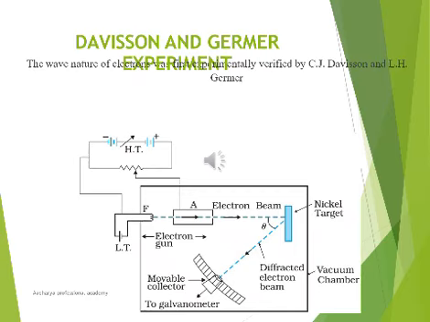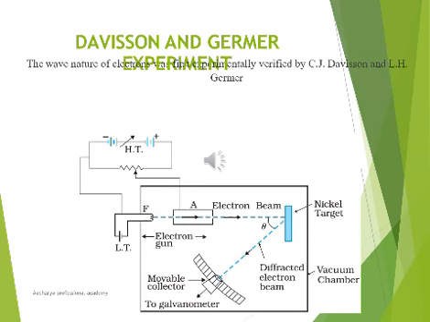Here we have the electron gun. This electron gun will emit a beam of electrons, and the electrons are produced by thermionic emission. The electrons are accelerated by the potential V. This nickel crystal has regularly spaced atoms like a crystal lattice, and it acts as a diffraction grating for the electrons. We have studied this in the Young's double slit experiment.